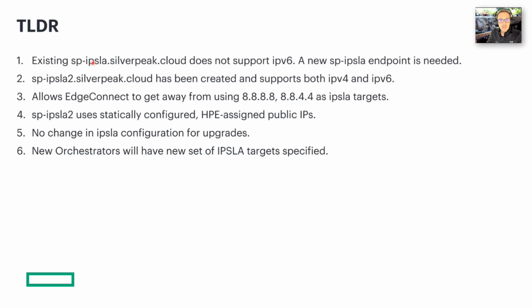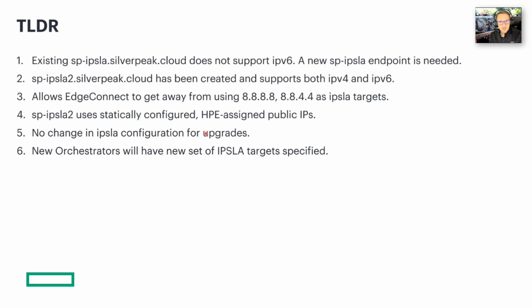The existing SP-IPSLA.silverpeak.cloud does not support v6. We did have to build a new SP-IPSLA endpoint just to support v6. This new SP-IPSLA2 gets us away from using 8888 and 8844. It's a statically configured public IP, HPE owned and assigned.